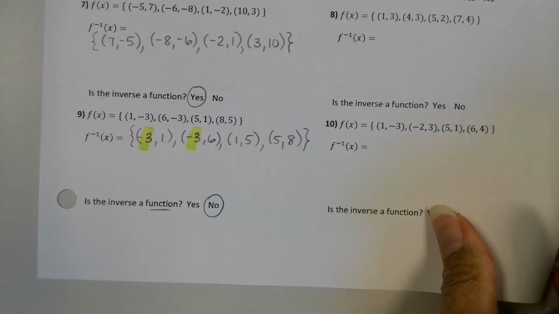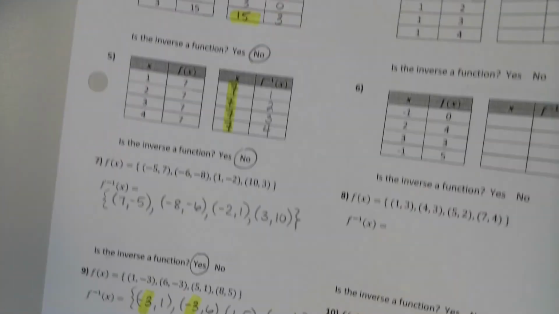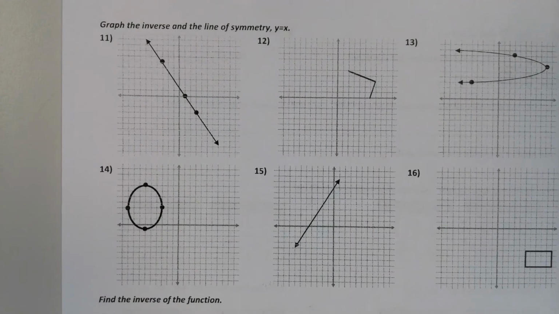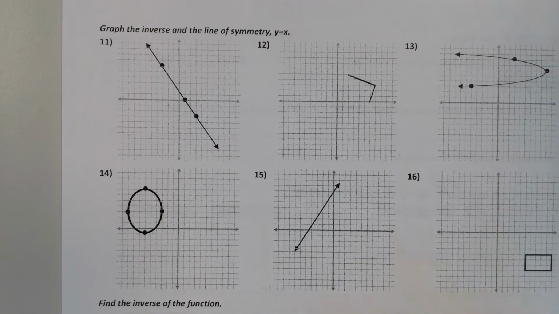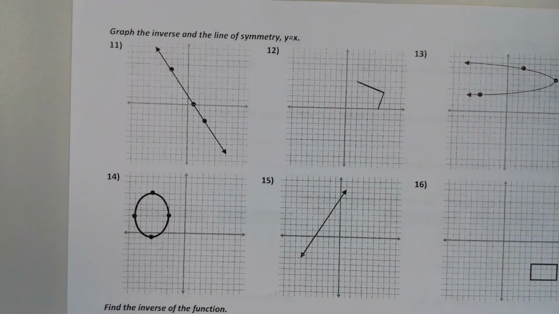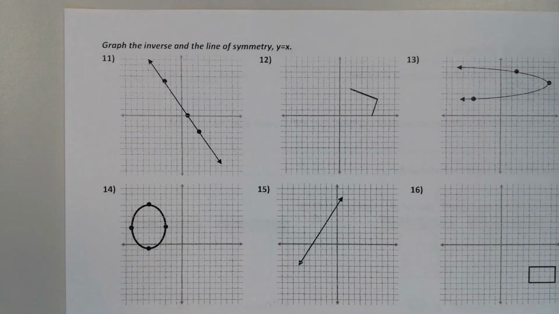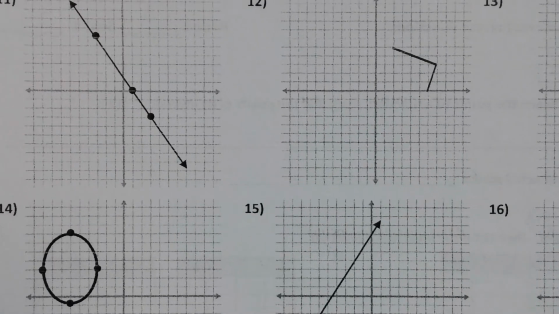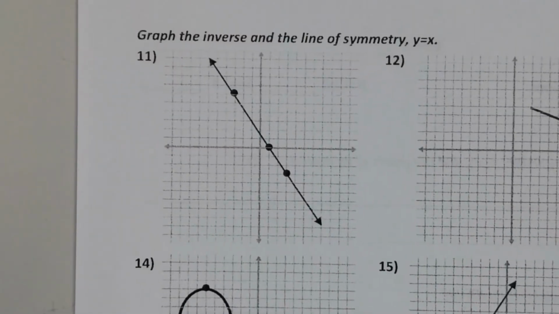Okay, so let's move on to seeing how you can find graphs of inverses given a graph. So you've seen tables, you've seen relations, now let's work on graphs. Let's zoom in to make this a little bit easier to see. There we go. All right, so let's look at the points of the given graph on number 11.